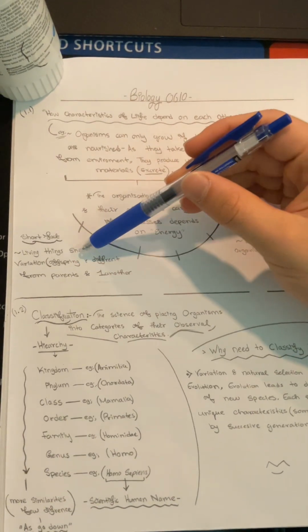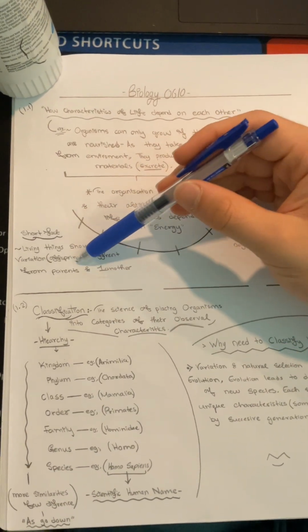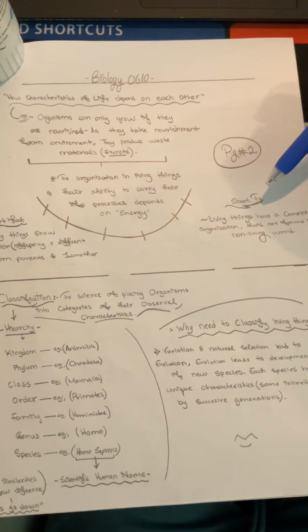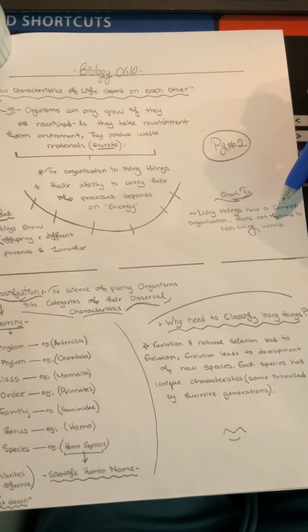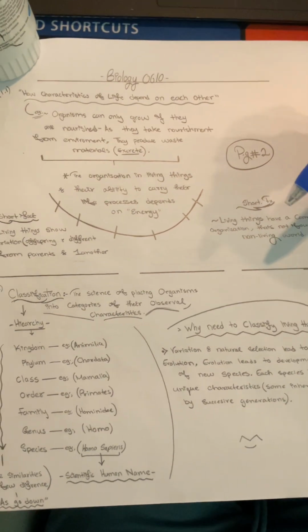Two short facts. Living things show variation, with offspring different from their parents and from one another. Living things have a complex organization that is not found in the non-living world.